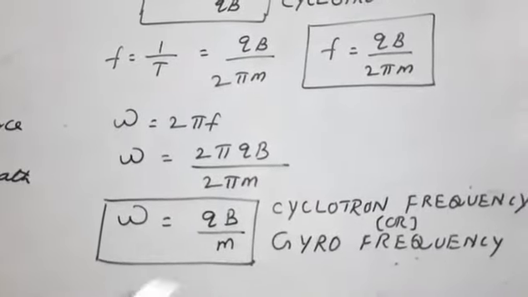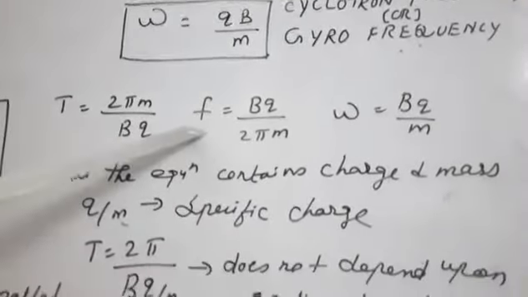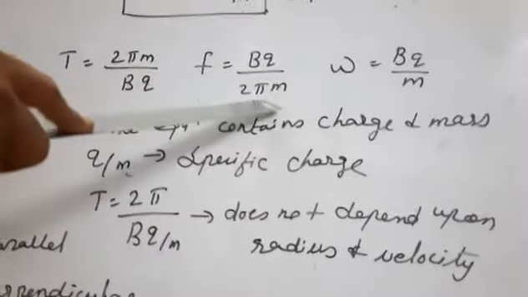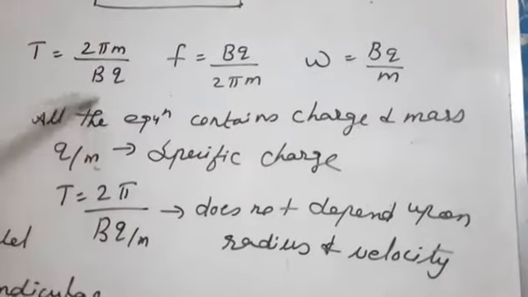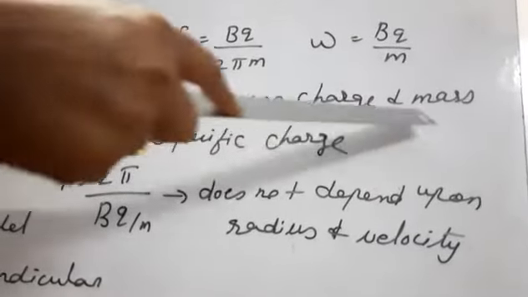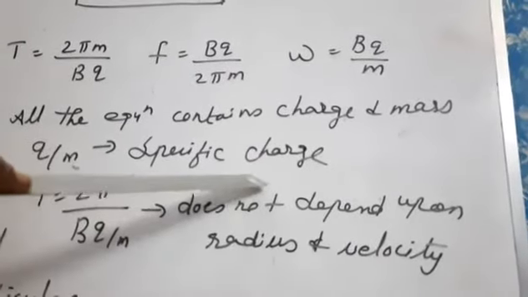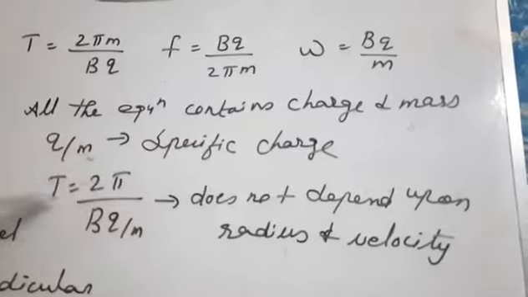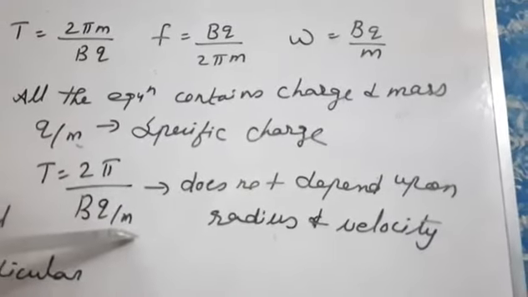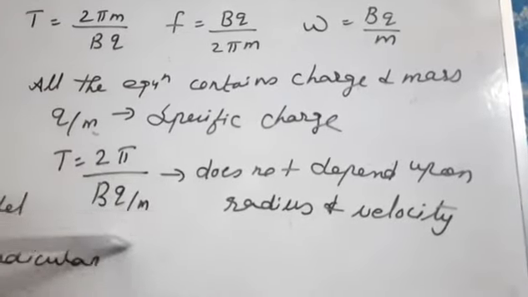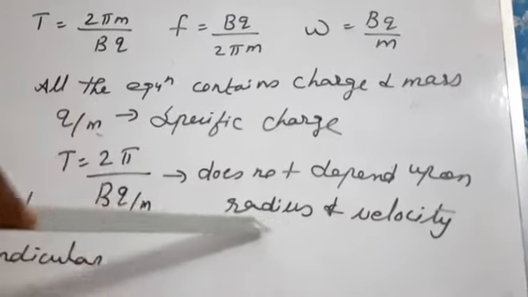Next, the time period t equals 2 pi m by bq, frequency equals bq by 2 pi m, and omega equals bq by m. In these three formulas, the charge and mass are taken. Therefore, q by m is known as the specific charge. Therefore, t equals 2 pi by (bq by m). Here, this time period does not depend on the radius and the velocity. It is clear from this.